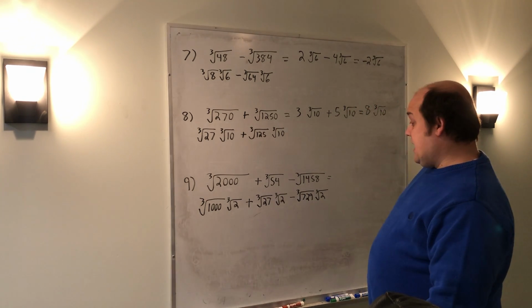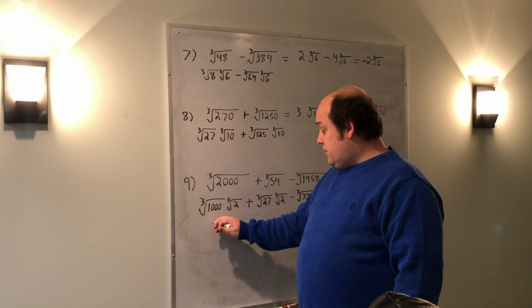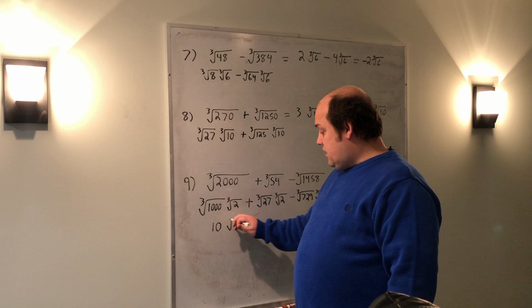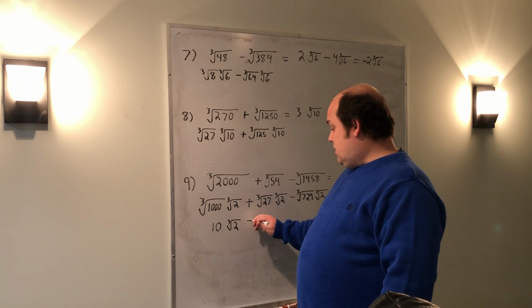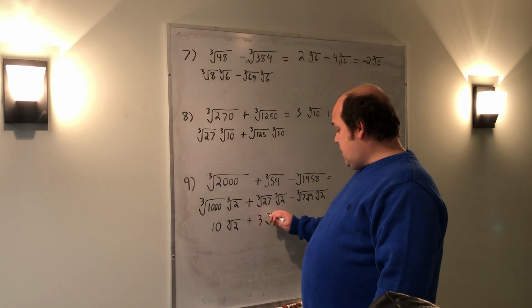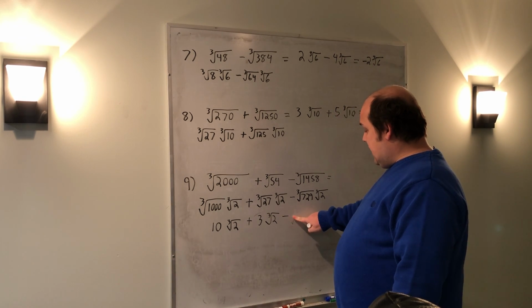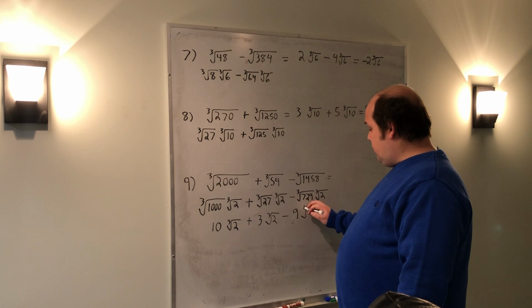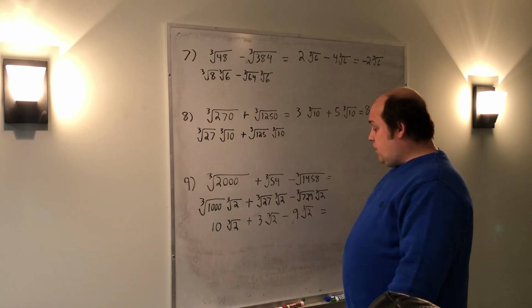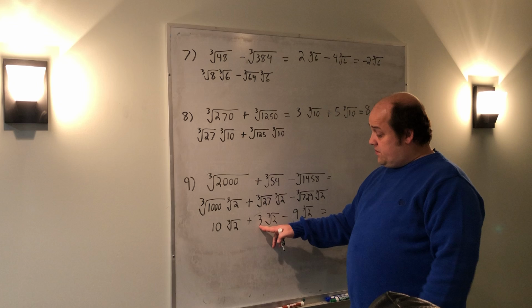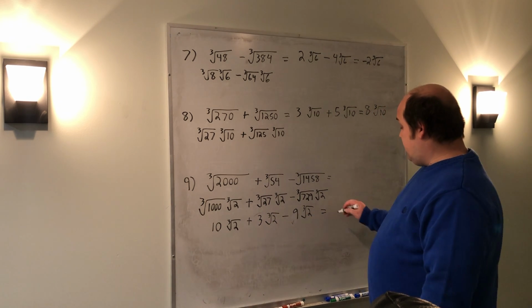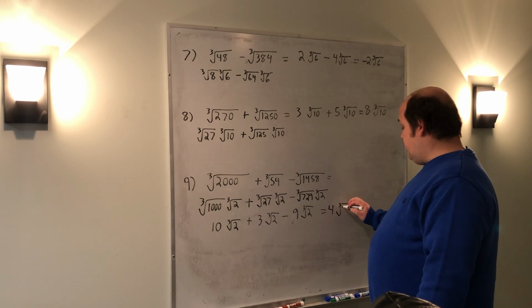Again, I want to break these down. So this 1000 goes back to 10 as far as what it is cubed. 27 goes back to 3. And 729 goes to 9, all with a cube root of 2 after it. When I combine these, 10 plus 3 gives me 13. Minus 9 gives me 4 cube roots of 2.